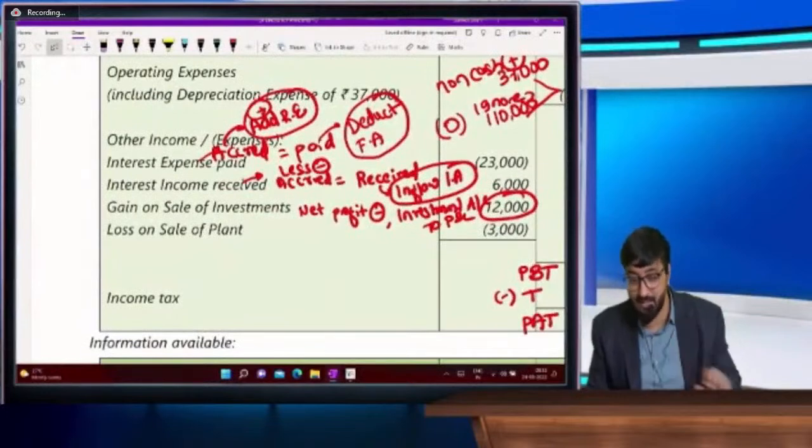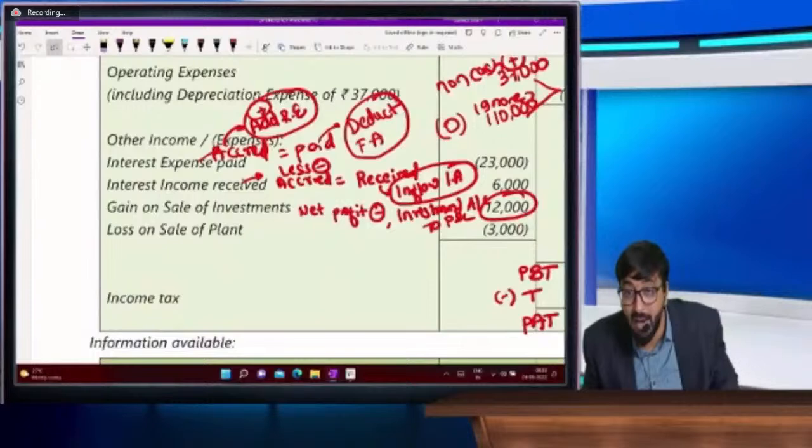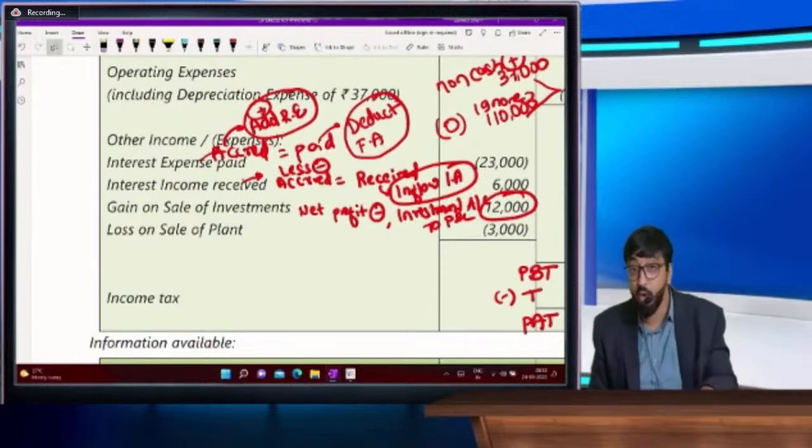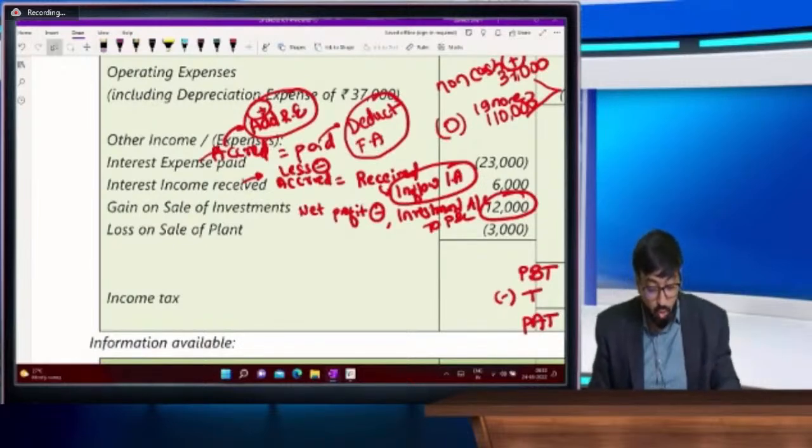So two effects. How many effects are there? Two effects. Net profit minus. Why? Because I want OPB, sorry, operating profit before WCC. And second one, I want to know investment selling price. So open investment account, and in that you write to P&L. So this is the second logic. Got the concept? Now what about loss on sale of plant?